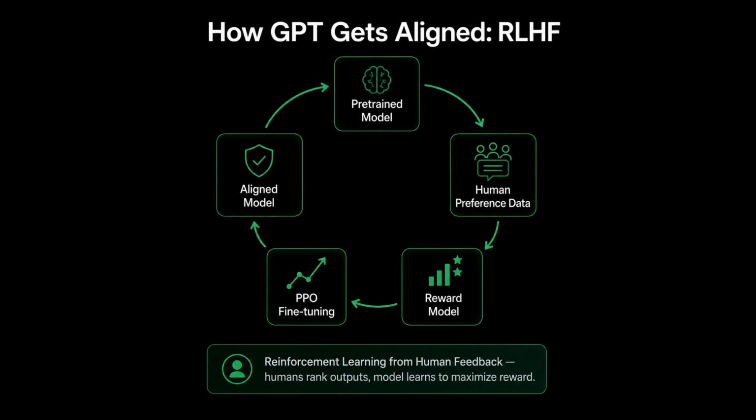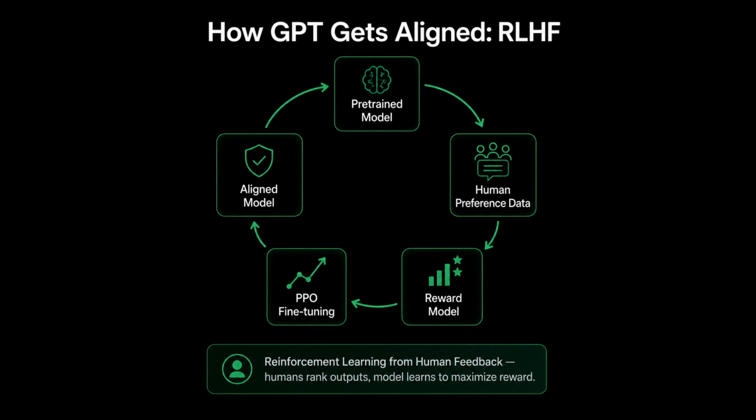Now, pre-training alone gives you a very capable model that's also kind of unpredictable. It'll complete text in whatever direction seems statistically likely, which isn't always what you want. So OpenAI introduced something called RLHF, which means reinforcement learning from human feedback, and this became the industry standard alignment technique. Here's how it works. You take your pre-trained model, have human raters rank different outputs, train a separate reward model on those rankings, and then use that reward signal to fine-tune the language model via PPO.